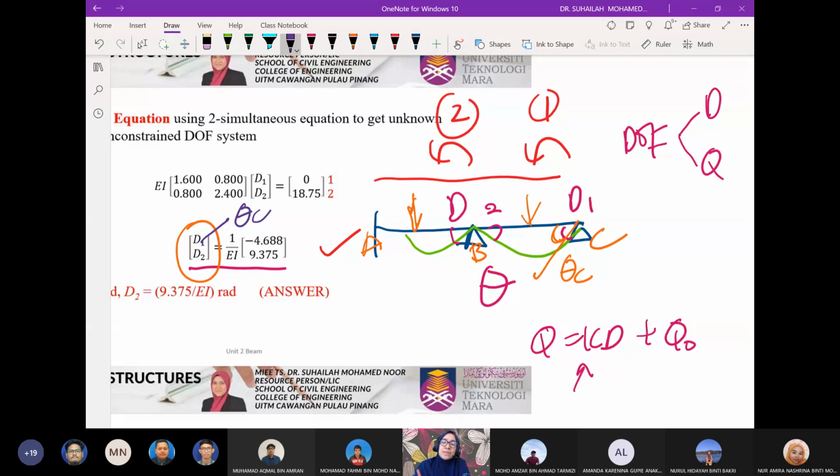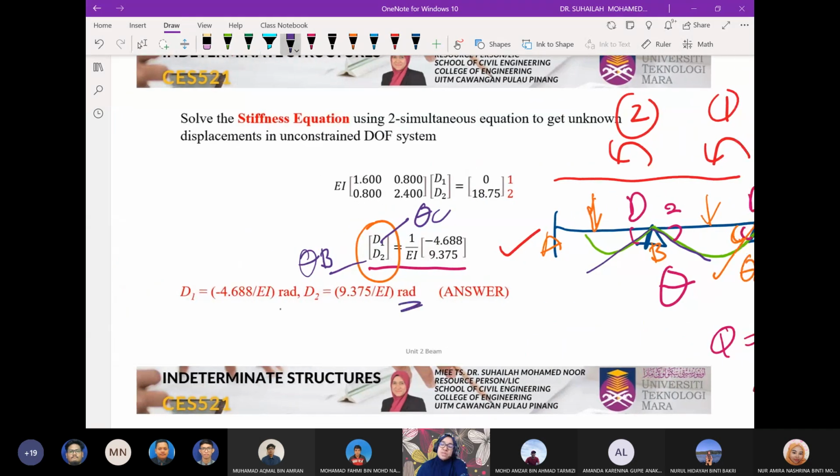So D2, tengoklah D2 kita label kat mana? Dekat B. Ada pin. So pin ada sini, ada rotation. So yang ni adalah rotation dekat B. Okay, that is why sebenarnya unit dia is in radian, sebab dia rotation. That's why important. Kalau contoh dia dalam arah Y, dia bukan radian lah. Dia delta. Delta unit dia meter.